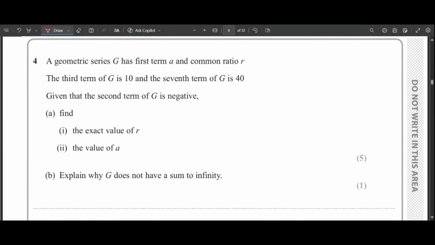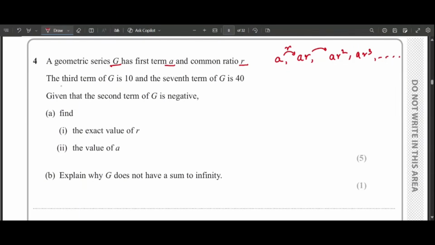So this is question number 4. We can see that we are given a geometric series G that has the first term A and the common ratio R. So we have a series G that has the first term A and a common ratio of R that is being multiplied to produce our series. The series will go on like this, and this will form a series.